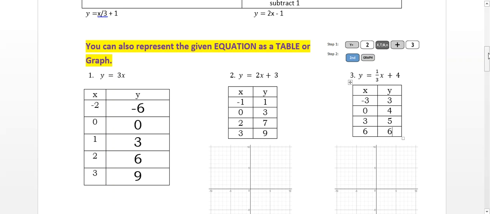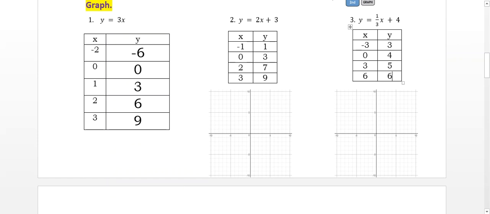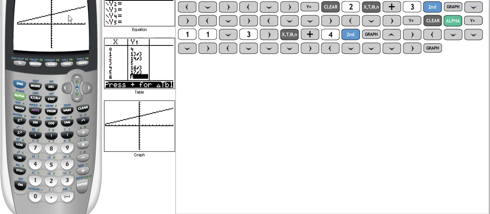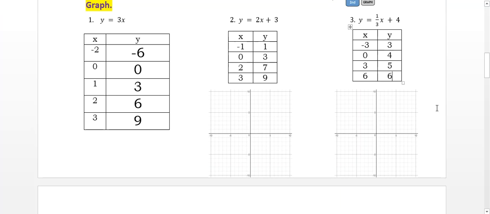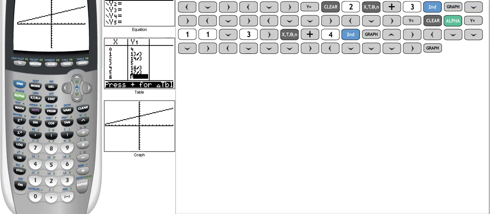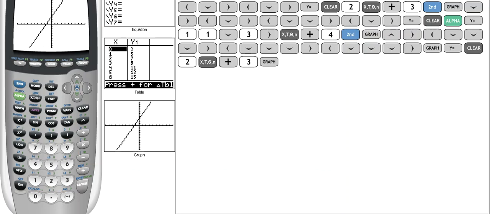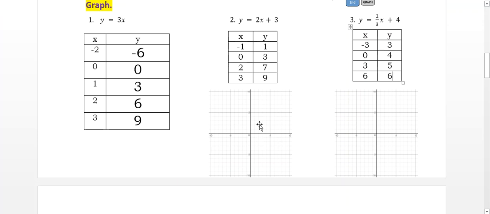Alright, so then the other piece of this is filling in our graphs. In order to do that, you just hit graph, and there's your picture. So go ahead and draw that picture right on this graph. And then go back, and we're going to put in 2x plus 3 and graph that one as well. So there's our picture for 2x plus 3. So go ahead and draw that graph right on this graph right here for 2x plus 3.